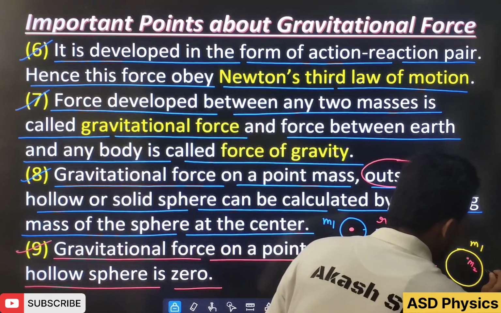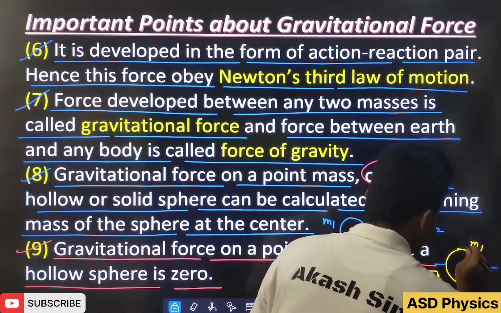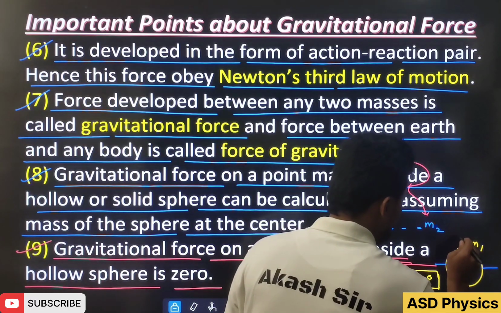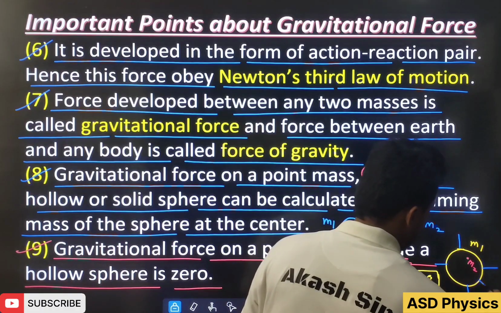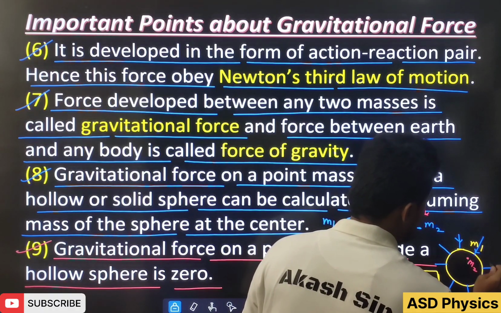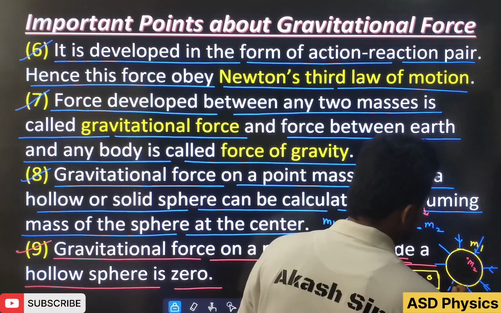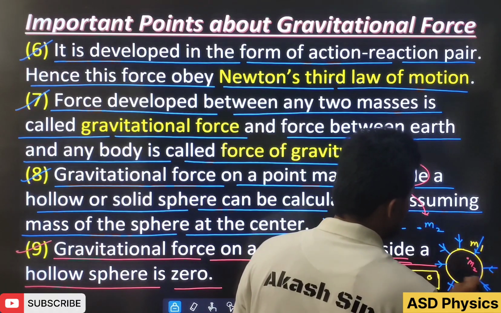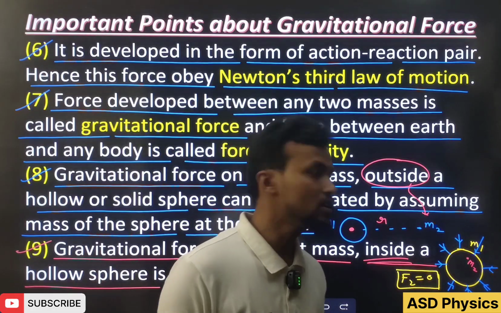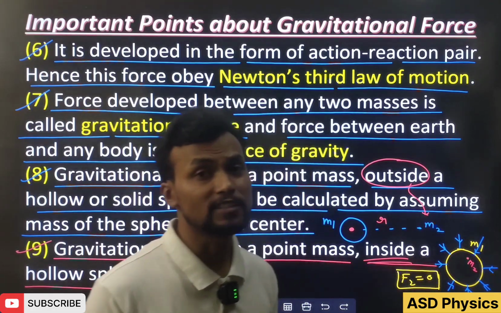So if we talk about the gravitational field around this mass, what will happen? It will start from infinity and end at the surface, like this, radially inward, like this it will come here. But is there any gravitational field inside this hollow sphere? No. So there is no gravitational field, so the mass m2 will not experience the force.